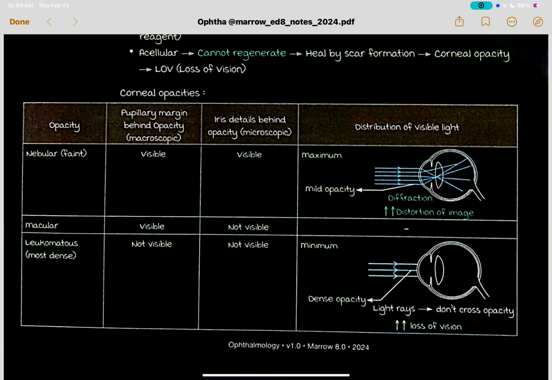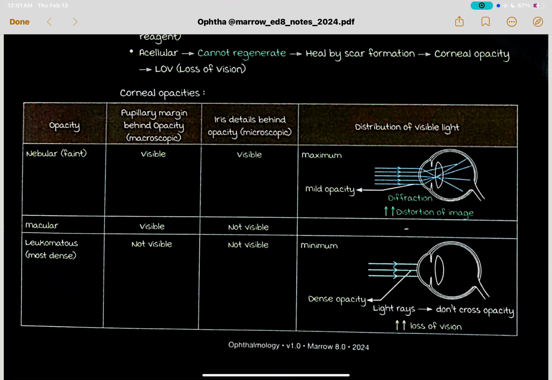Nebular is faint, macular and leucomatous is most dense. Pupillary margin behind the opacity, macroscopic. So from nebular you can see the pupil visible faintly, macular visible, leucomatous most dense, not visible. So with leucomatous you will not be able to see the pupillary margin.